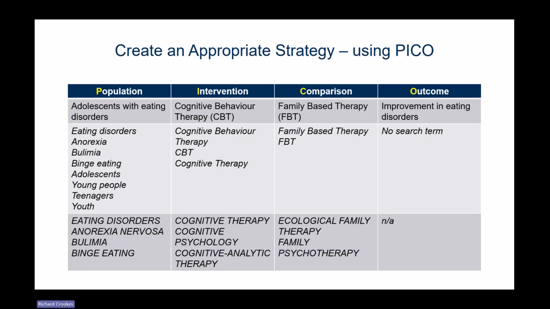And there's no search term that we're going to look at in terms of the outcome as such. So the third row there in uppercase are the appropriate subject headings. So eating disorders is a common term, anorexia nervosa, of course, bulimia, etc. We've got binge eating also there. Cognitive therapy, cognitive psychology is another alternative subject term. And then with comparison, we could use ecological family therapy or just family psychotherapy. These, again, are terms that we may identify as we begin to run our search.